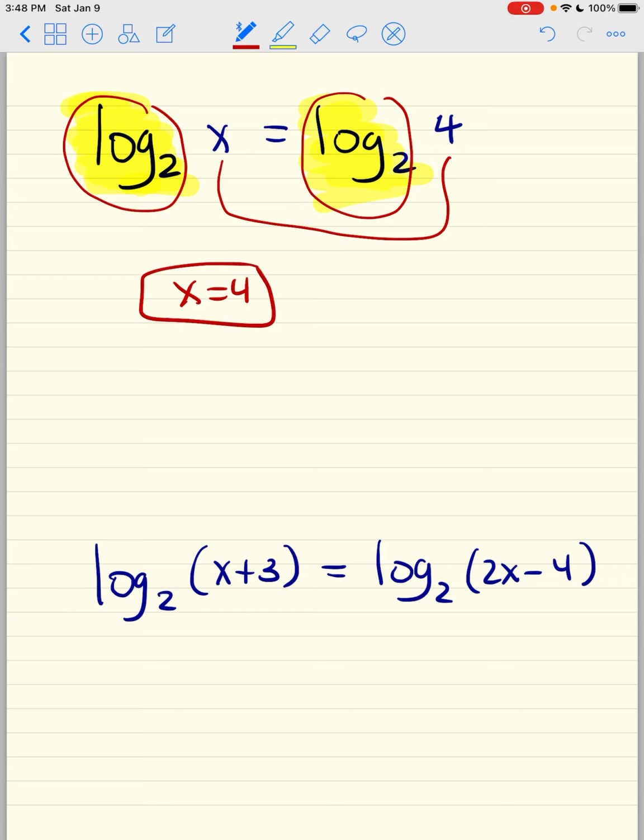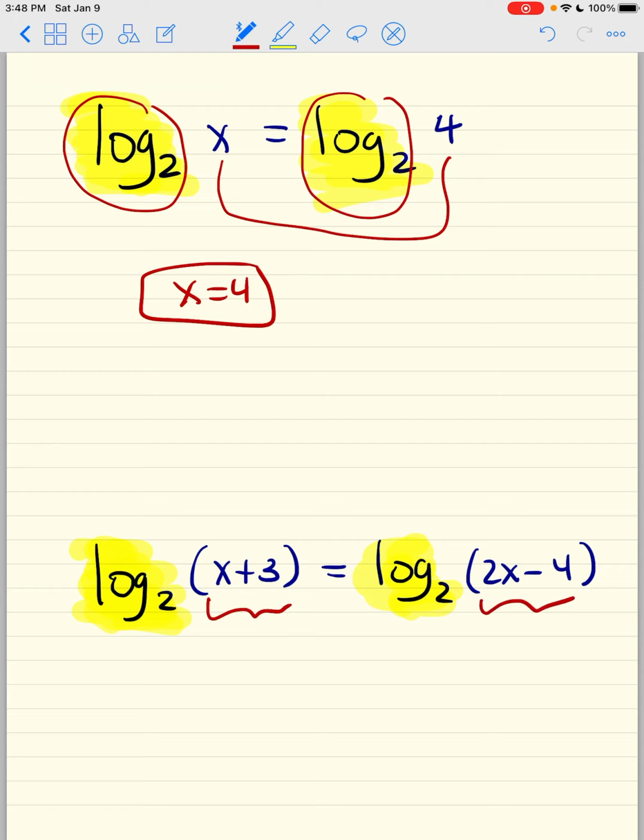Let's try the next problem. Log base 2 of x plus 3 equals log base 2 of 2x minus 4. They both have one log on each side. You can have one or none, but you can't have more than one. So when they both have a log on each side, the rest is a piece of cake.